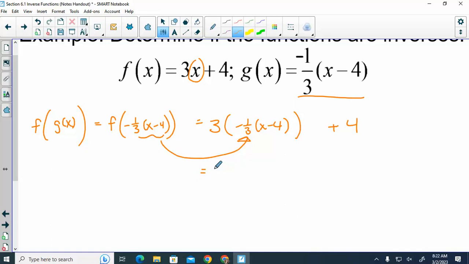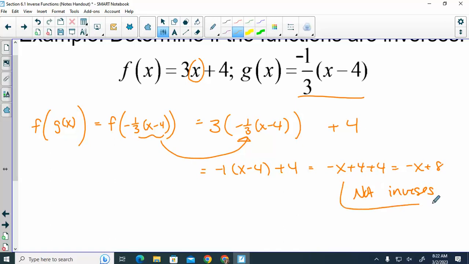So we get 3 times negative 1/3 is negative 1, times x minus 4, plus 4. You get negative x plus 4 plus 4, or negative x plus 8. So right there you could stop and say, not inverses. If you work the other way, you're going to get the same thing, that they're not inverses.